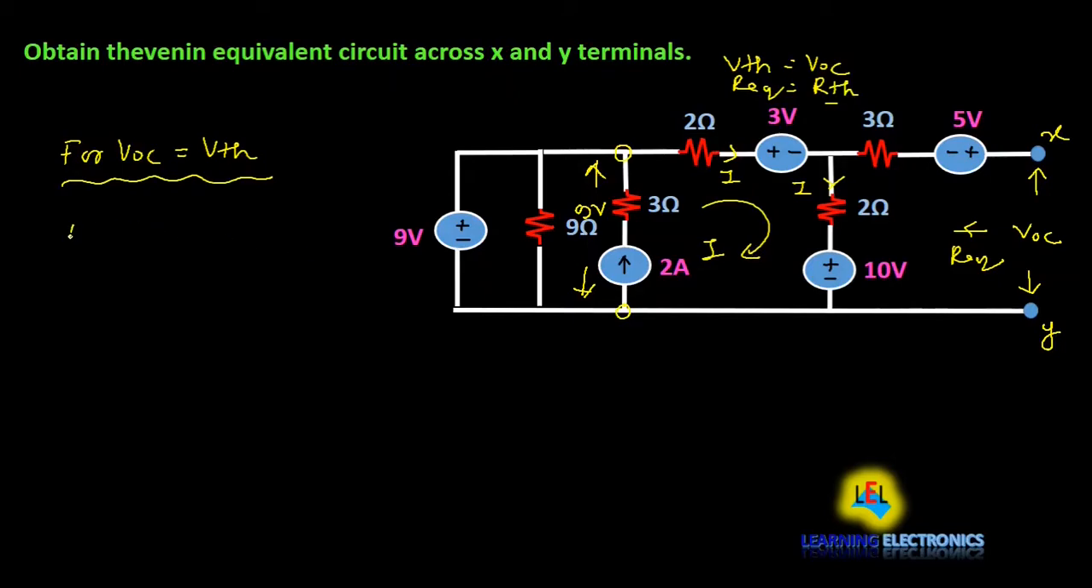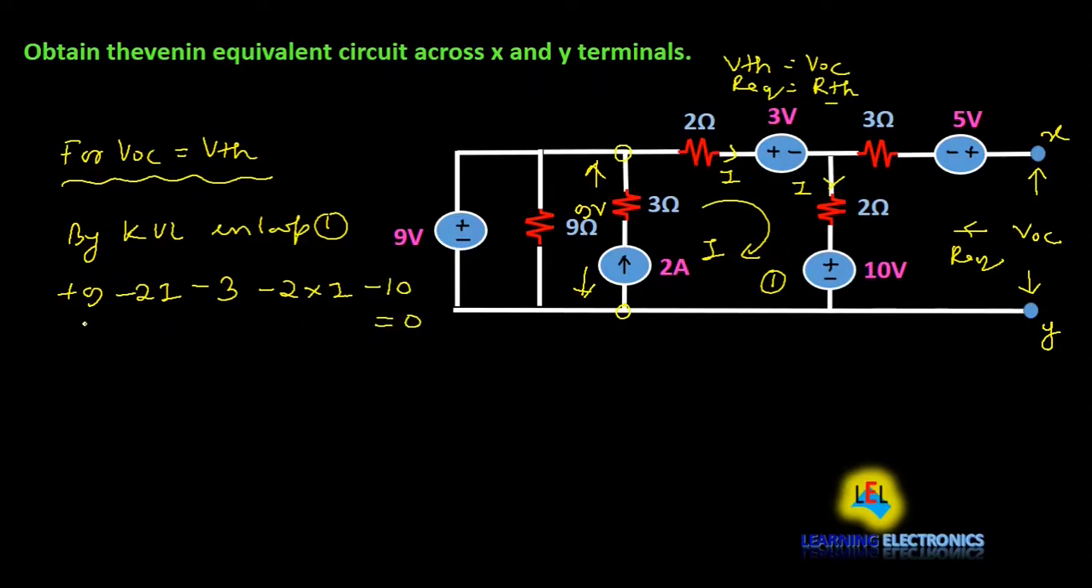So now we apply KVL. Let us take this as loop 1. By KVL in loop 1 we get plus 9, because 9 volt is there across these two nodes, then minus 2 into I, then we end up with minus here, so minus 3, then minus 2 into I, then here we end up with minus 10 equal to 0. So from this we get 4I is equal to minus 4, therefore I is equal to minus 1 ampere. Okay, let this be equation number 1.